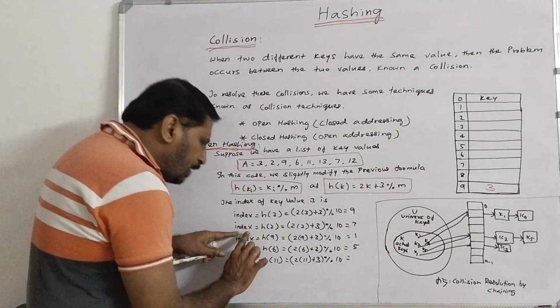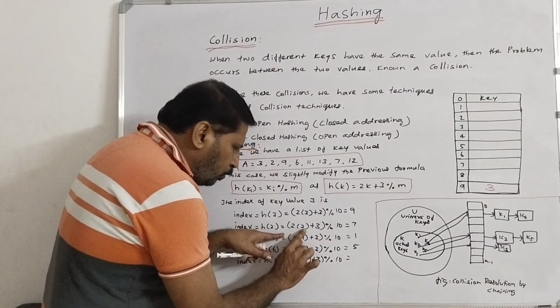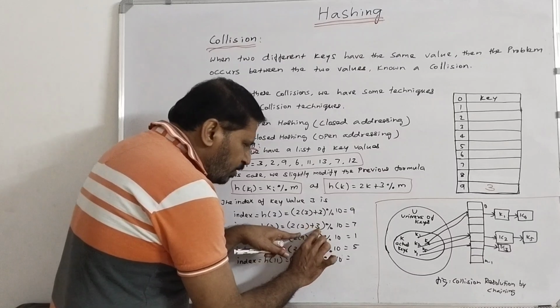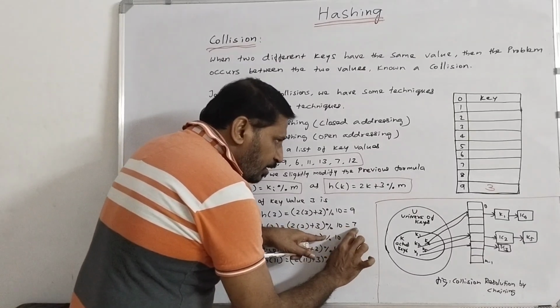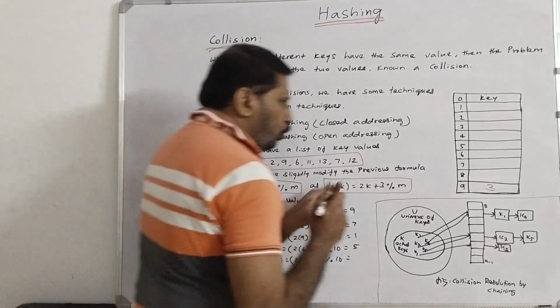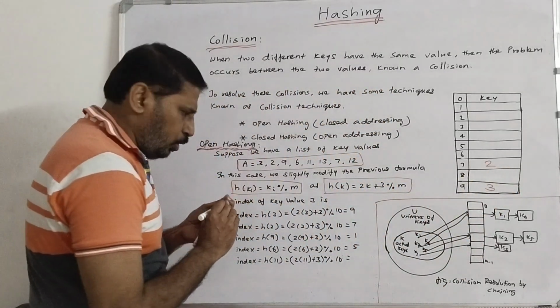Okay. Then the next one, the second number, is 2. So h of 2 equal to 2 into 2 plus 3 modulo 10. So 2 into 2 is 4. 4 plus 3 is 7. 7 modulo 10 is 7. So in the 7th index I am going to store number 2.